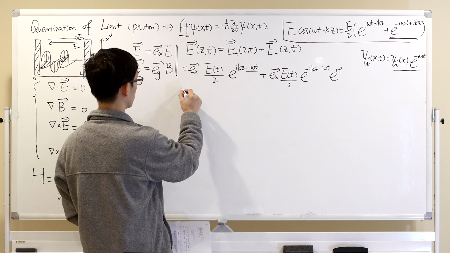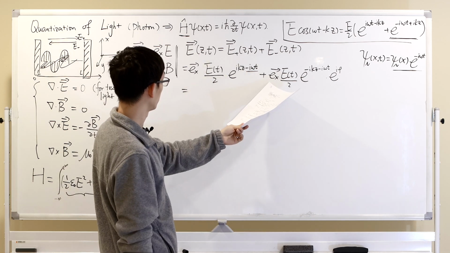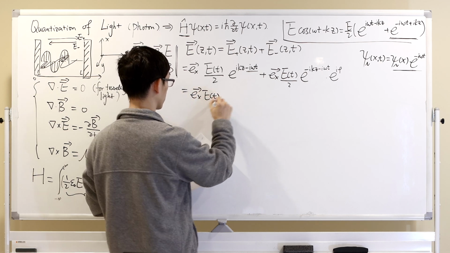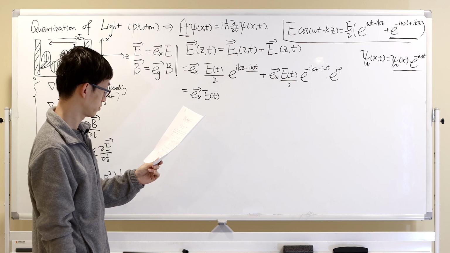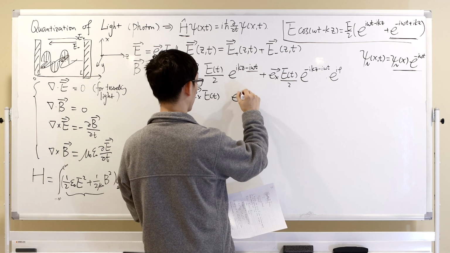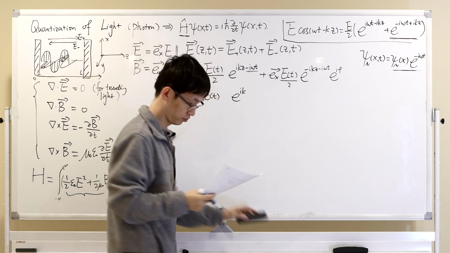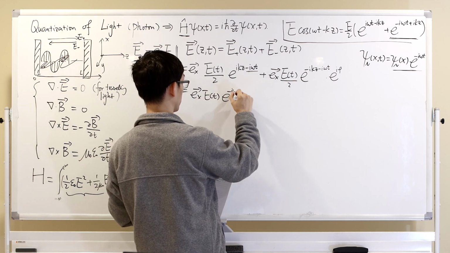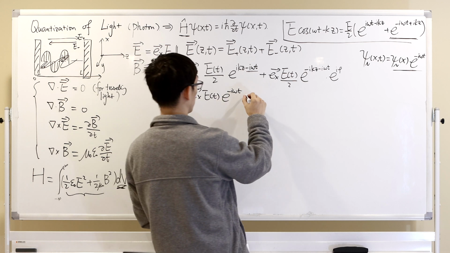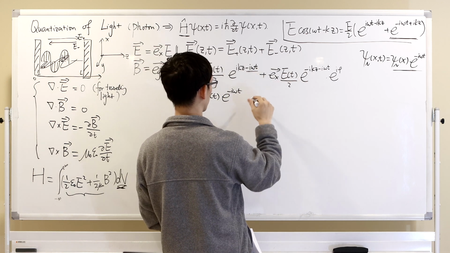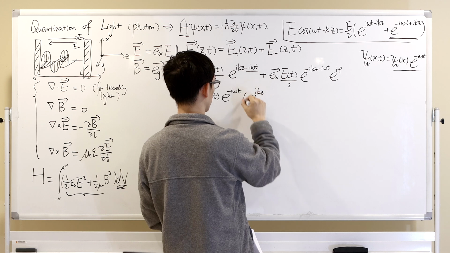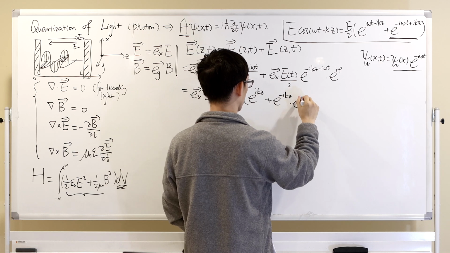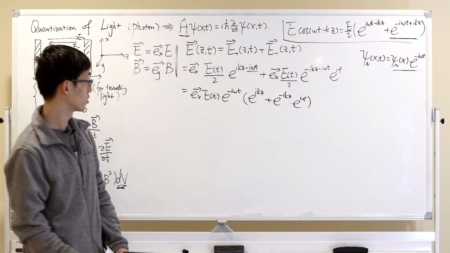Now, apparently what we can do is put the same term in the front, so you have E_x, e to the i k z... and then e to the minus i omega t, and then these two terms which are different are e to the i k z plus e to the minus i k z times e to the i phi, divided by 2.